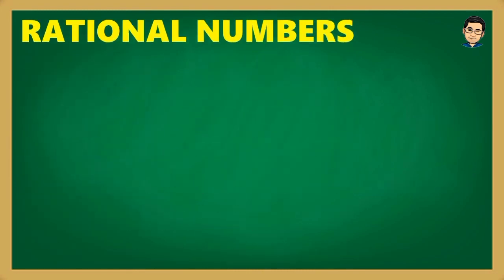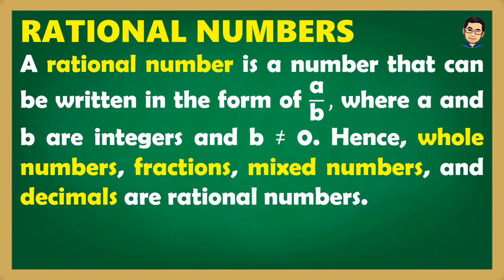First, we will be defining rational numbers. Review na lang po yung rational numbers, because na-take up nyo na po ito noong Grade 7 kayo. A rational number is a number that can be written in the form of a over b, where a and b are integers and b should not be equal to 0. Hence, whole numbers, fractions, mixed numbers, and decimals are rational numbers.